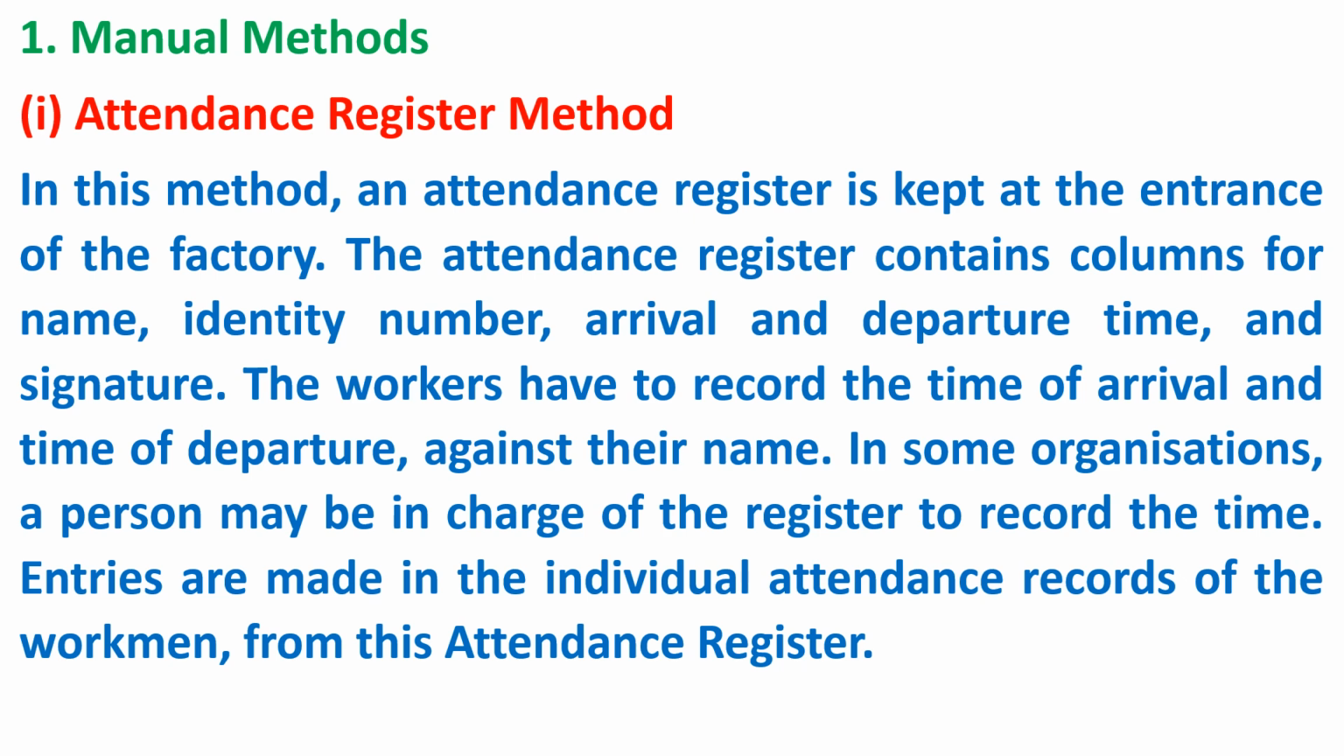1. Manual methods. 1. Attendance register method. In this method, an attendance register is kept at the entrance of the factory. The attendance register contains columns for name, identity number, arrival and departure time, and signature. The workers have to record the time of arrival and time of departure against their name. In some organizations, a person may be in charge of the register to record the time. Entries are made in the individual attendance records of the workmen from this attendance register.